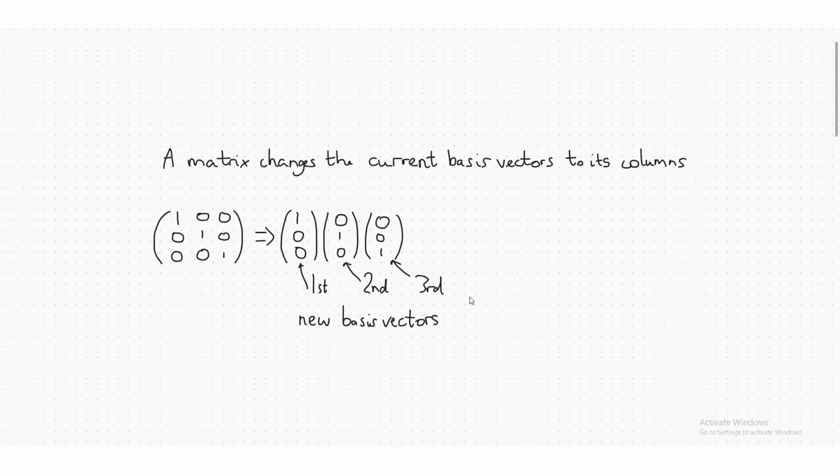So now let's look at matrices. Matrices change the current basis vectors, which by default we've said are x, y, and z, to whatever its columns are. So the first basis vector, x, will change to the first column. Y will change to the second column, and z will change to the third column. All we've done here is separate this big chunky matrix into three individual column vectors.